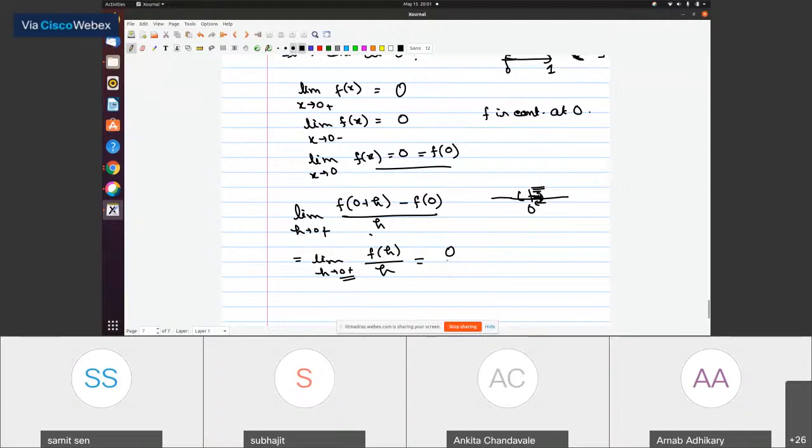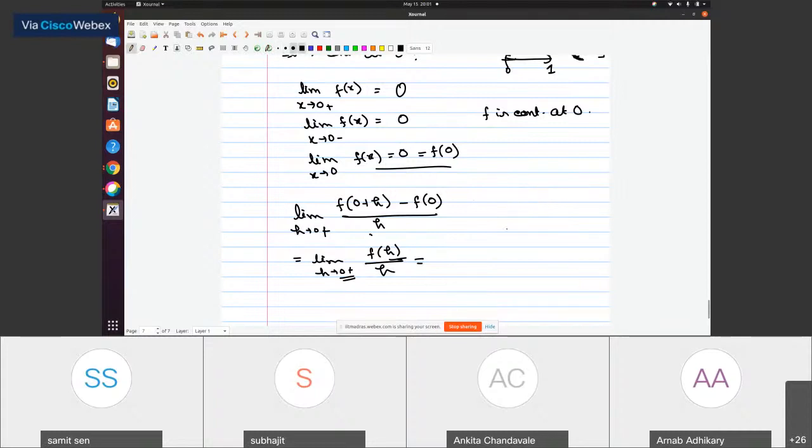Is it clear why f of h is 0? If I substitute f of 0, then it will give me 0. That's why. No, no, no, this is not substitution. Okay, so let me explain in this way.